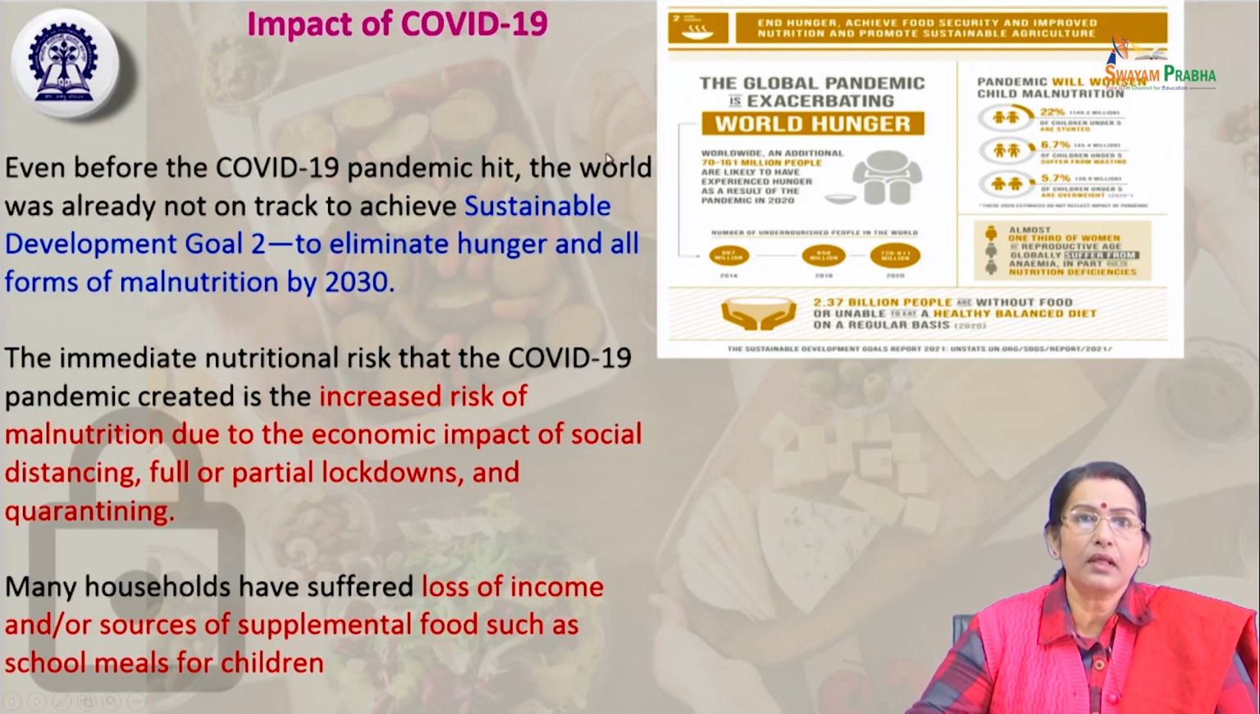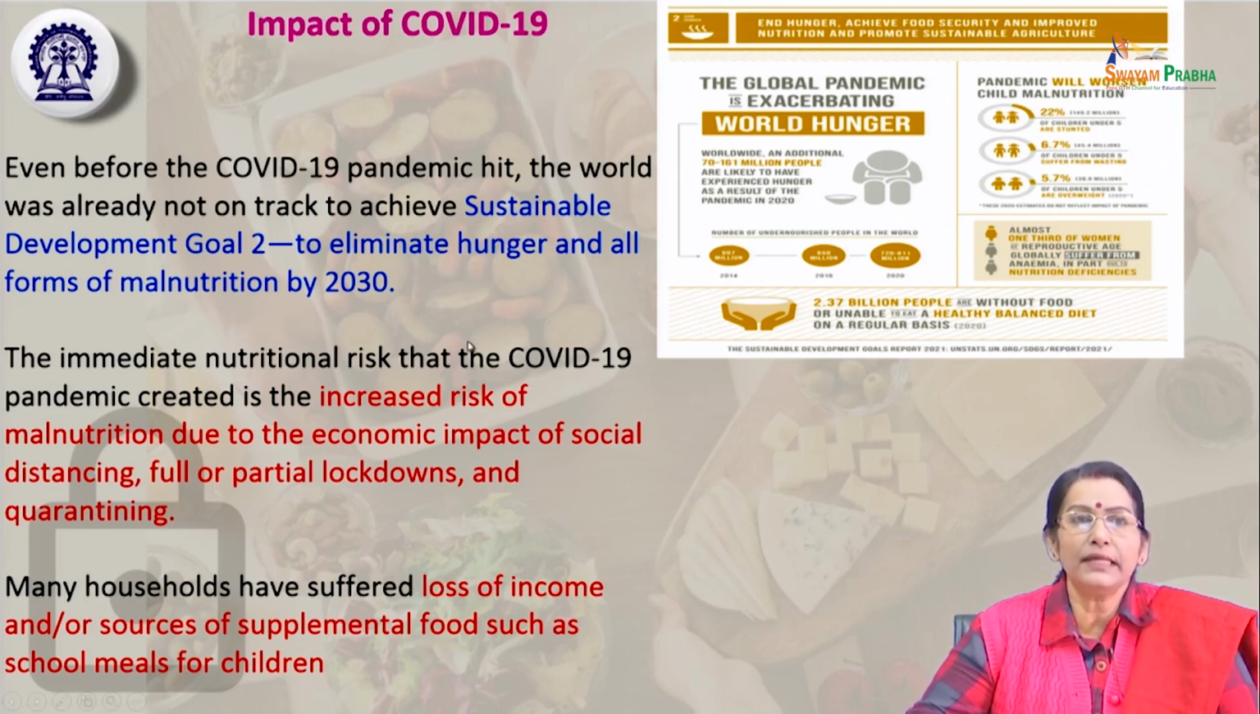Now here is the global pandemic. This is the clipping about world hunger, the status of world hunger during this pandemic. The pandemic will also worsen child malnutrition, and it has already affected a lot in the rural sector. When we focus on Sustainable Development Goals 1 and 2, that is removing poverty from every sector for all, and zero hunger, we can say that Sustainable Development Goal 2 is to eliminate hunger and all forms of malnutrition by 2030. That is the focus here, and that is why we are discussing food security.